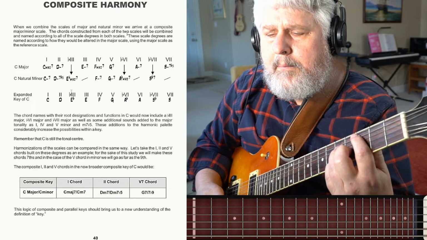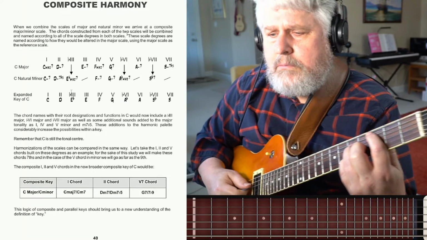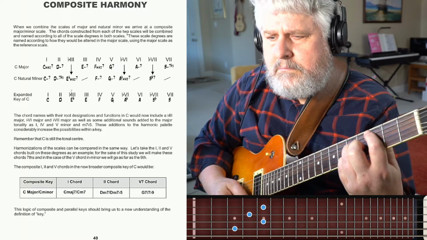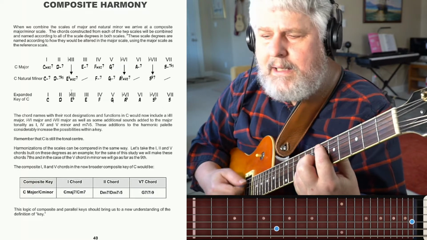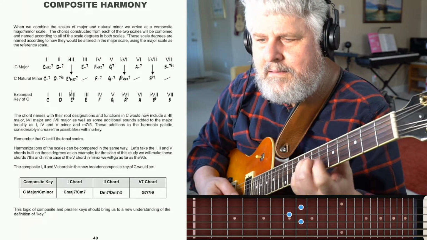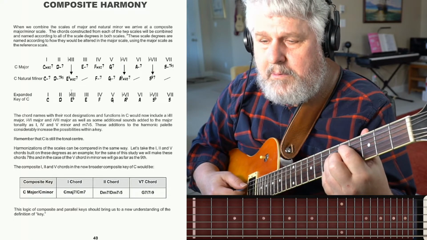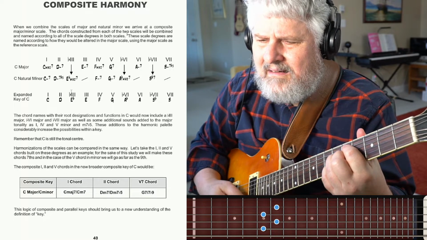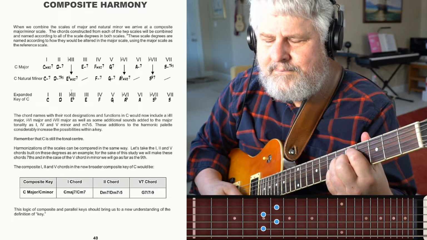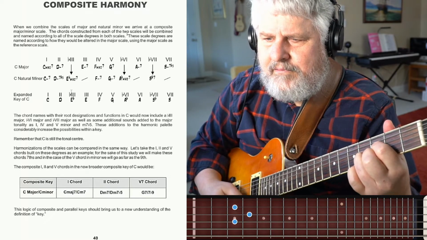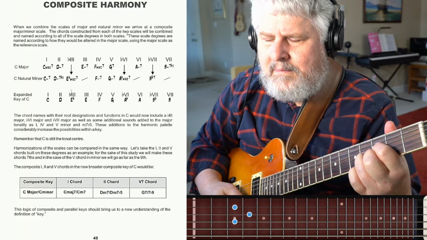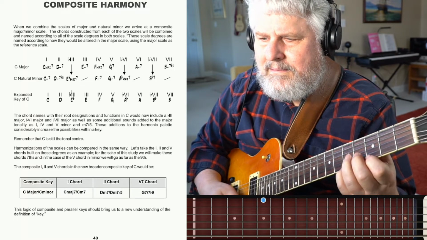Now, so C major, and then that flat 3, right? 2 minor 7 flat 5 from the minor key, G7, 5, and then 1.